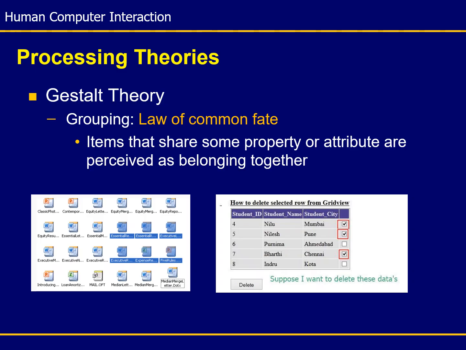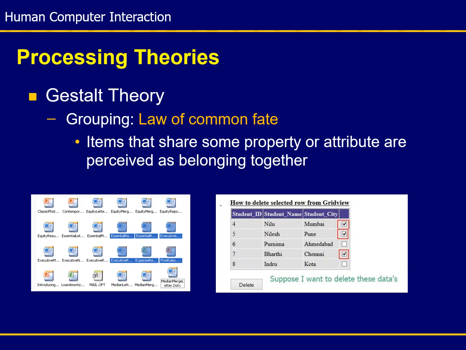visually. Now on the right side, you are going to delete those 3 records, number 4, number 5, and number 7, but it requires a step of thinking from the user, because you are highlighting or putting a mark in a place that is not what is going to be deleted. What you're going to delete is Nilo Mumbai, or Nilish Poon, or Bharti Chennai, but you're putting the mark somewhere else. You're not highlighting what's going to be deleted. You are not doing that on the right, but you're doing that on the left image.